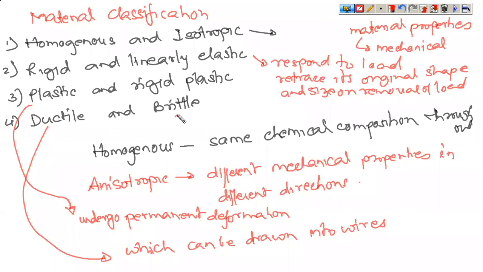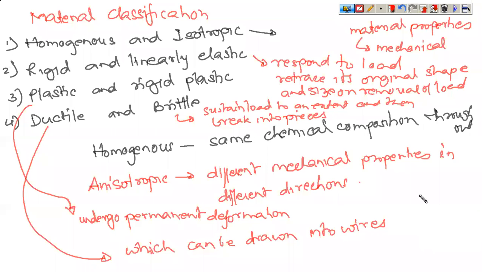A brittle material is a material that will sustain load to an extent and then break into pieces. This is a material which will sustain load to a certain extent and then it will break down into pieces. So that is the example of a brittle material.